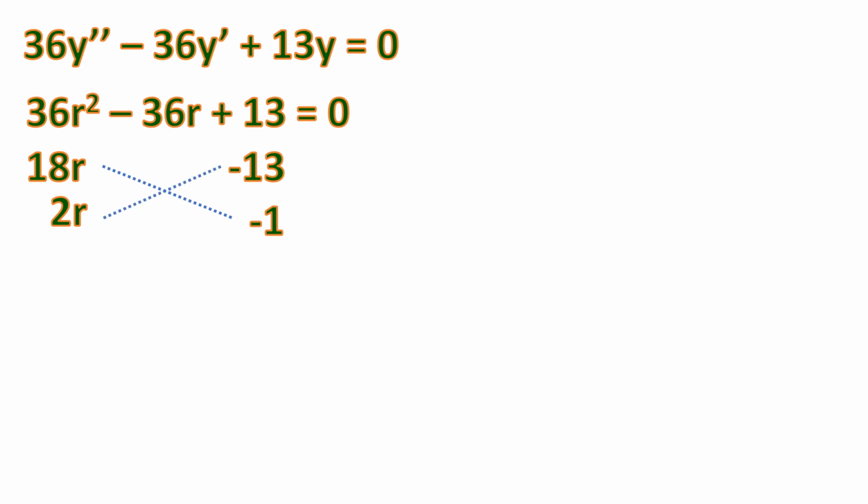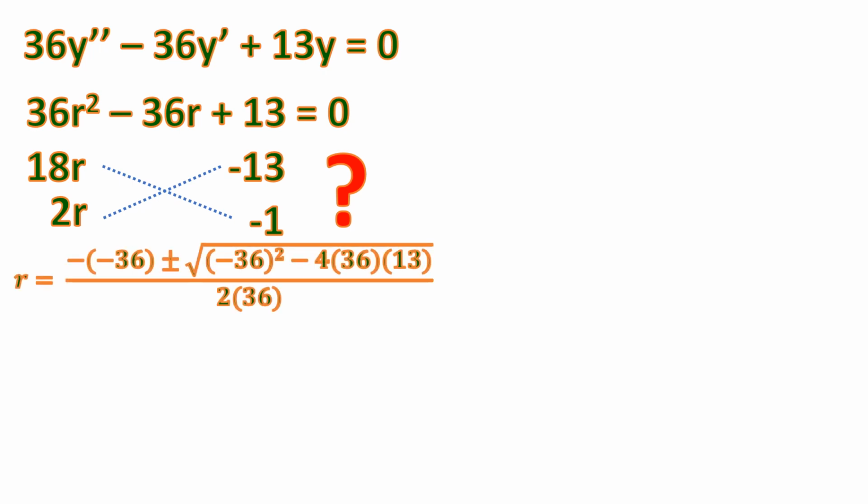So if you're going to cross multiply, it will give you negative 26r and negative 18r. So if you add them, it's not negative 36r. So it is not the perfect pair. And I don't think there is a better pairing that you can do with this. So the alternative is the quadratic formula. So we'll substitute everything. The b is negative 36, a is positive 36, and c is positive 13.